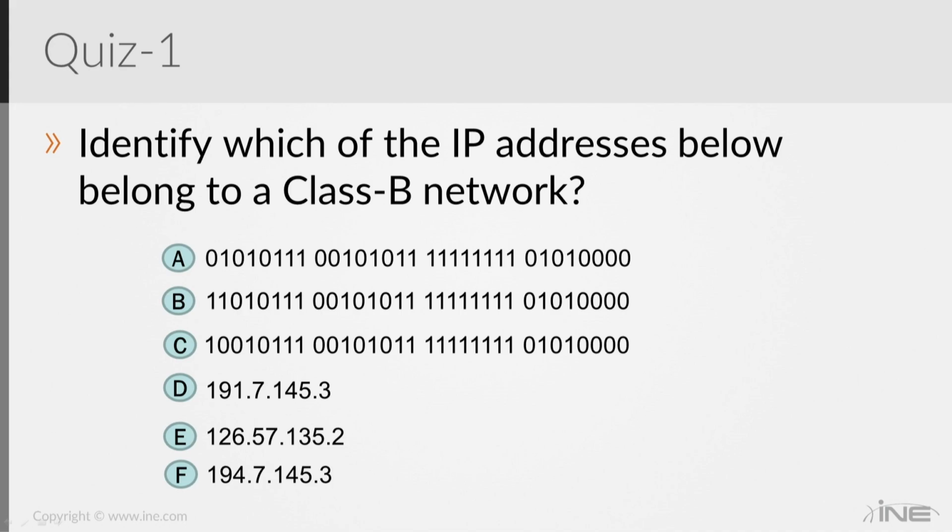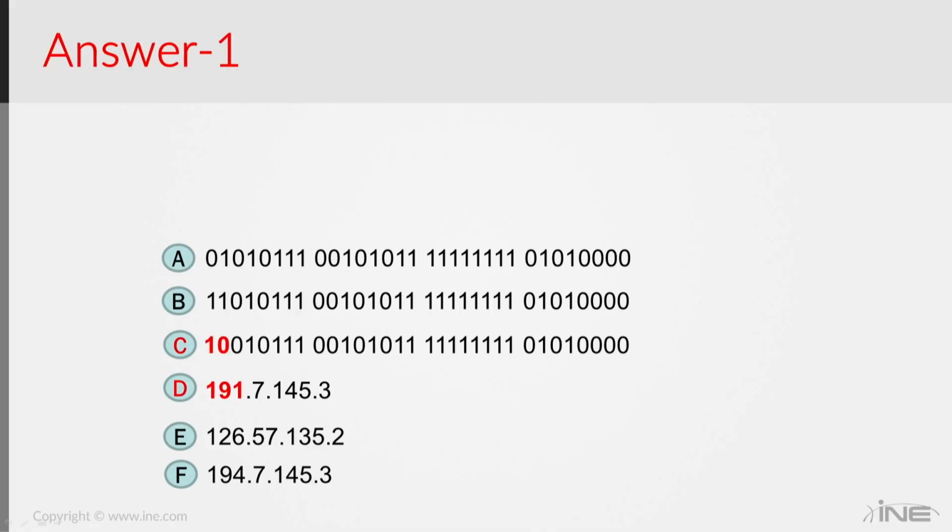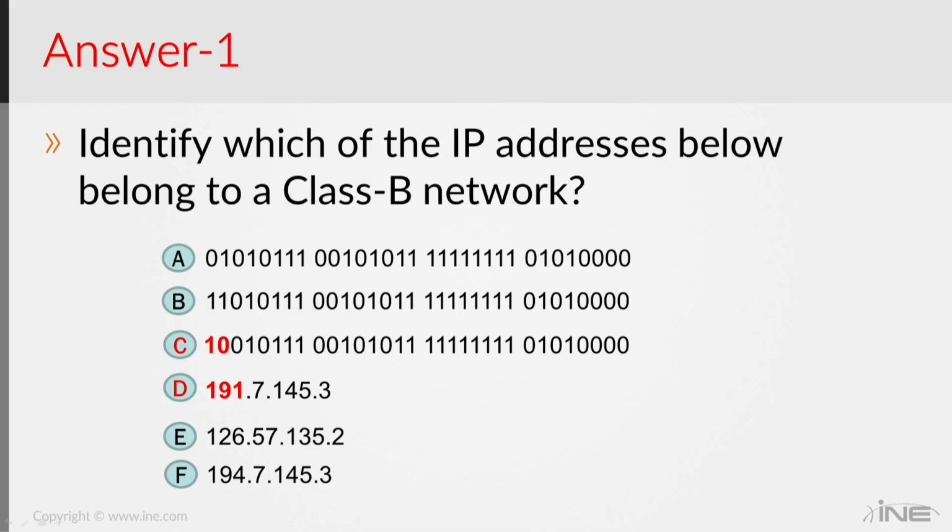Okay, so it's been 30 seconds. So which of these are Class B networks? Here is your answer: answers C and D. We know that in binary, any IP address that begins with a combination of 1, 0 is a Class B network. That's why answer C is correct. And we know that if it begins with 1, 0, that means the range of Class B networks is anything from 128 up to 191. And that's why answer D is also the correct answer.